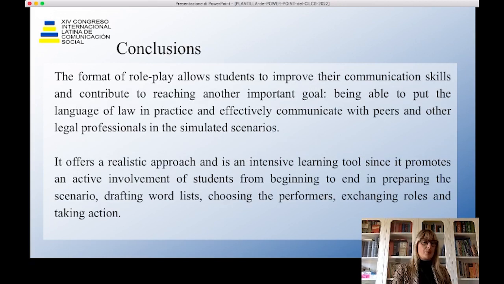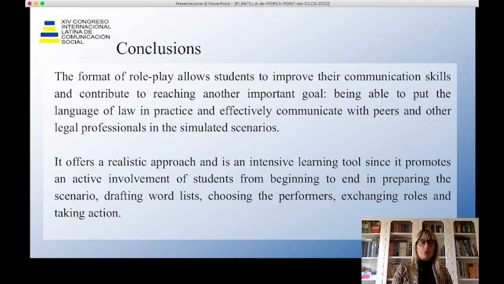With reference to the role-play format, the use of role-play format is useful because it allows students to improve their communication skills and contribute to reaching another important goal. They are able to put the language of law in practice and are able to effectively communicate with their peers, their colleagues, and other legal experts in the simulated scenarios, because through the role play we recreate some real-life situations.